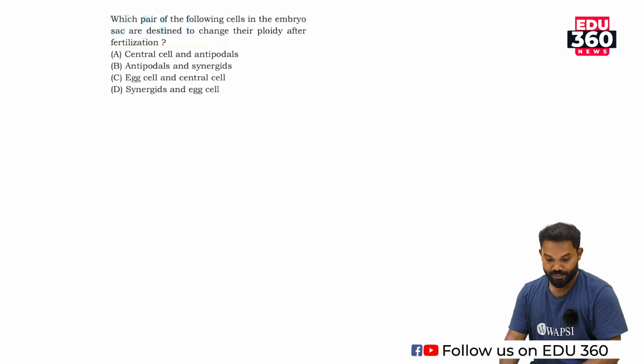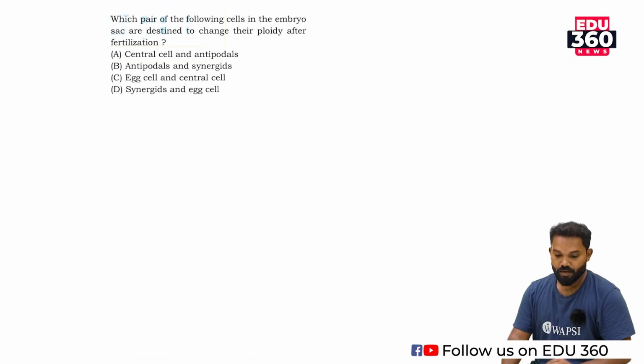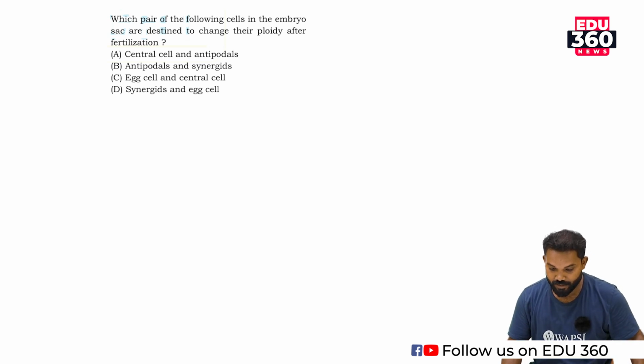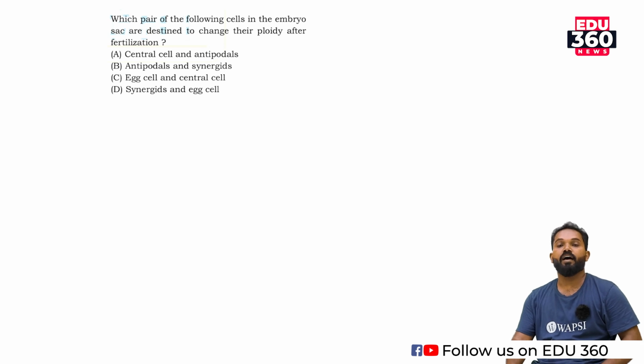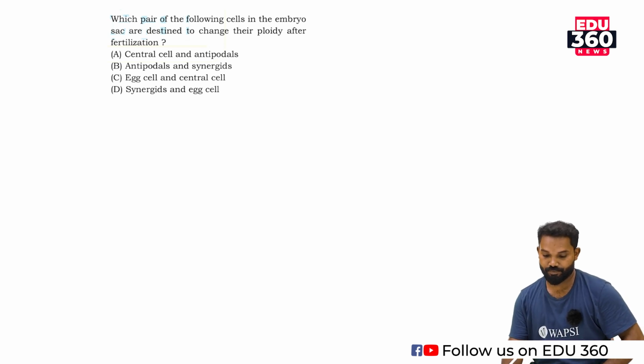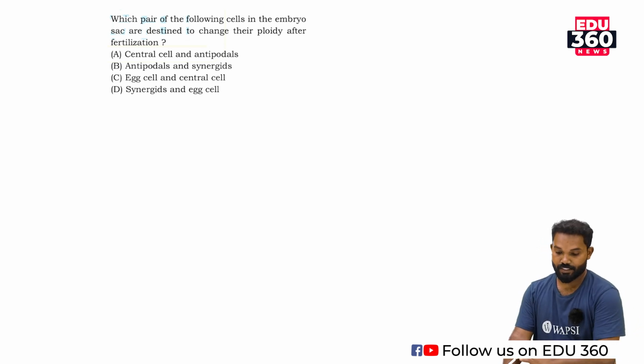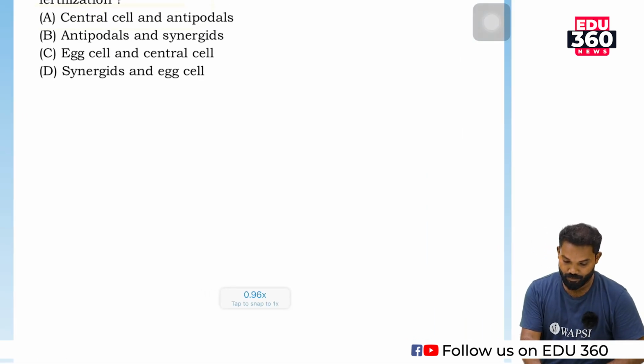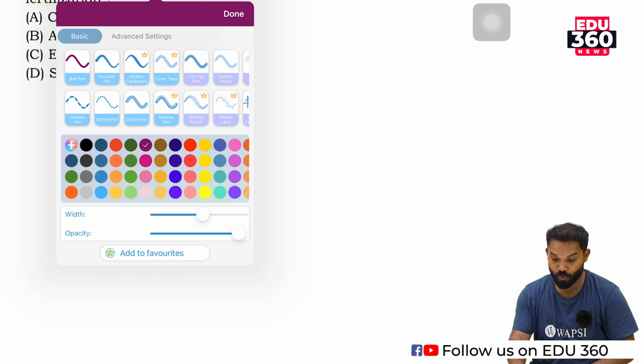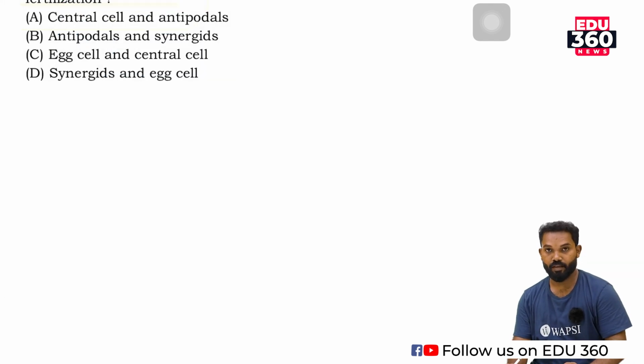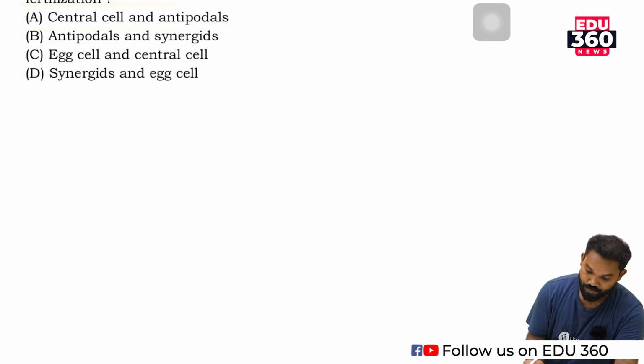Here the first question. Which pair of the following cells in the embryo sac are destined to change their ploidy after fertilization? So after fertilization, some cells change their ploidy. Generally, we know the ploidy of the cells, especially the ploidy of the embryo sac.